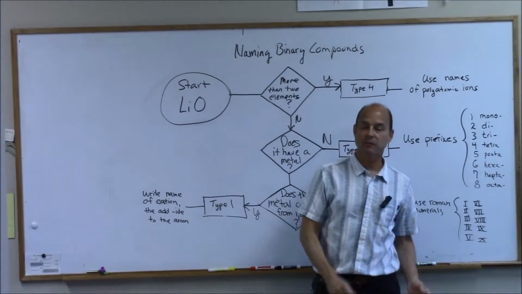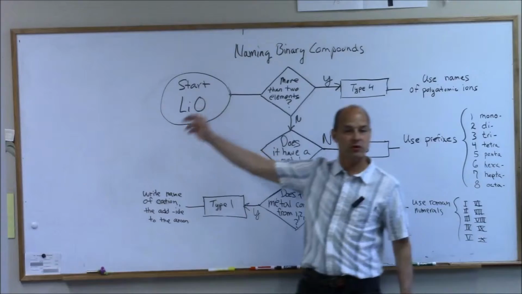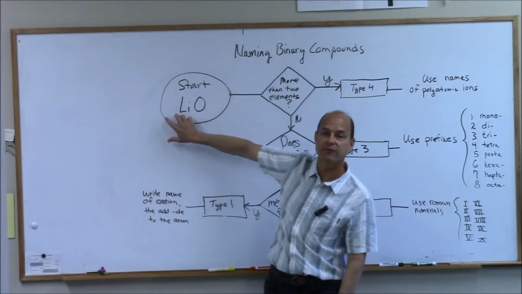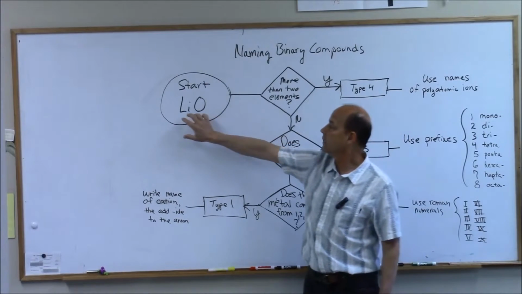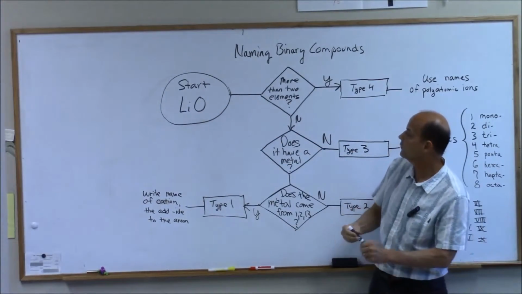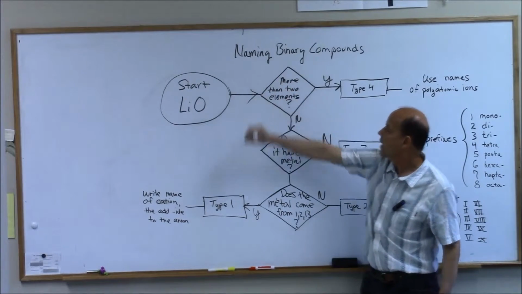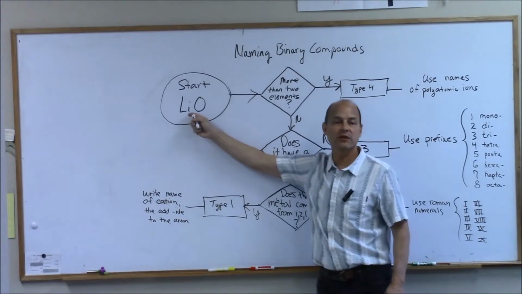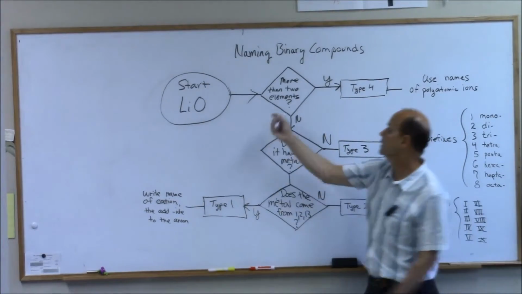All right, so let's do some examples. The one that I mentioned at the beginning, lithium oxide. In my flowchart, I left room so that you could write the chemical formula in the start box, and now we're going to take it over to here. So flow is this way, right? The first question is, is there more than two elements? No, I've got lithium and oxygen, so that's binary.